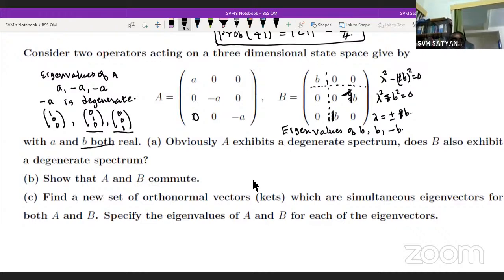Now you can show that they will commute. Show that A and B commute. How do you show that? You can of course directly multiply and show that, but I want you to understand this.